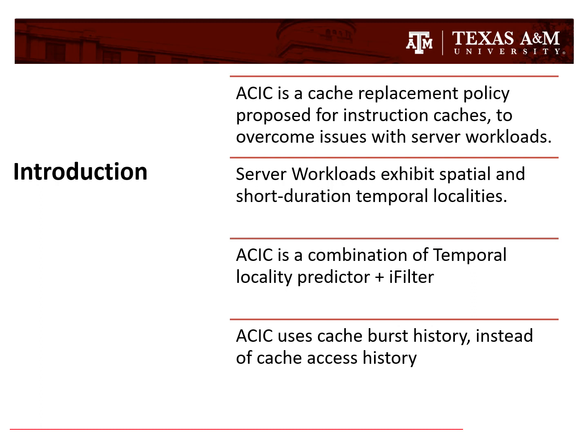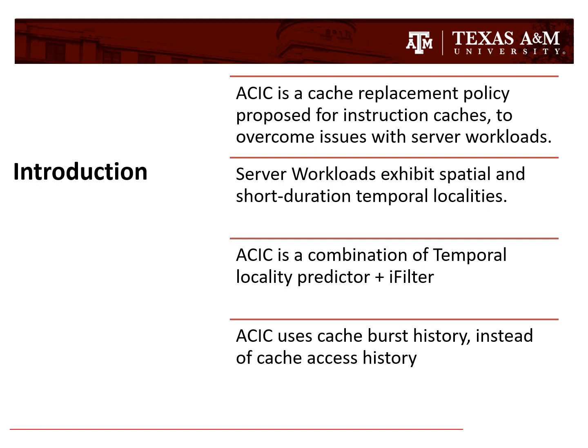To handle the short-term temporal localities which come in between, the concept of an I filter was proposed, but that is not efficient, as in some cases it might still cause cache pollution. Hence, a control mechanism is required. The ACIC proposed here is a combination of a control mechanism, which is the temporal locality predictor, plus the I filter. The ACIC replacement policy uses the cache burst history instead of the cache access history.